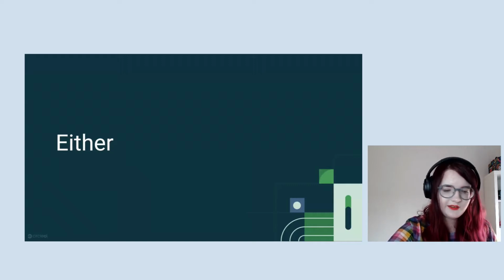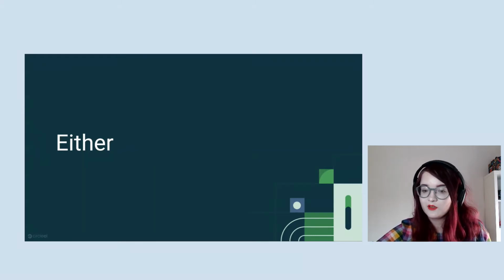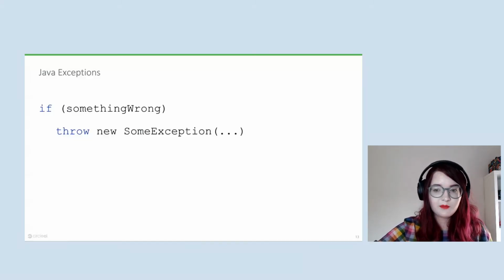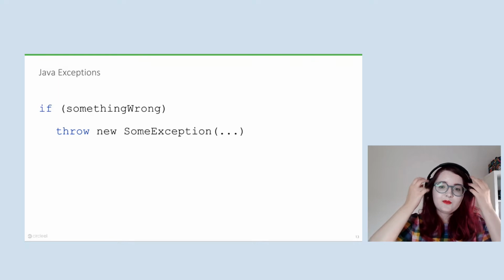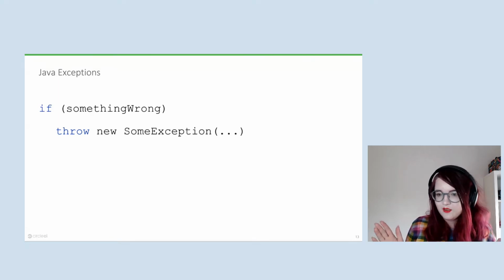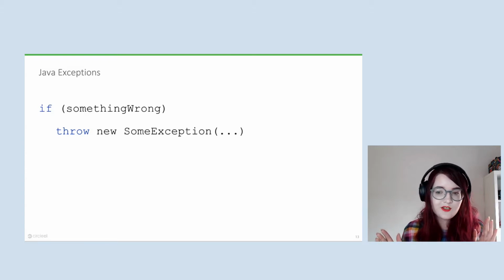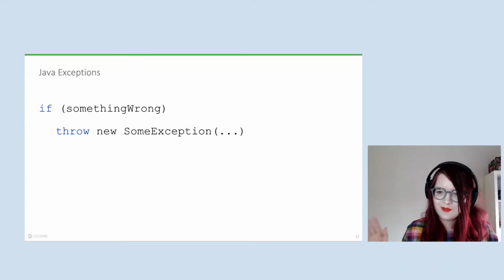Let's take a look at another concept that is really popular in functional programming. But before, let's take a step back, really back to Java. So let's talk about Java exceptions. Typically, if we're writing our code and we know that something may go wrong, we write something like this: if something's wrong, throw new exception.